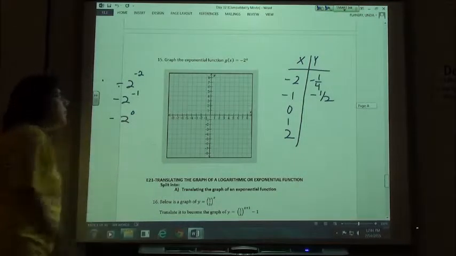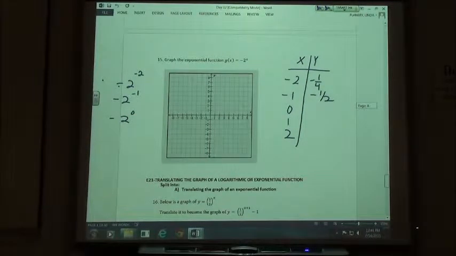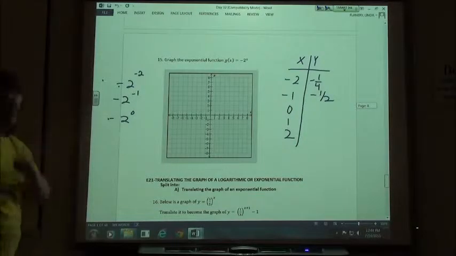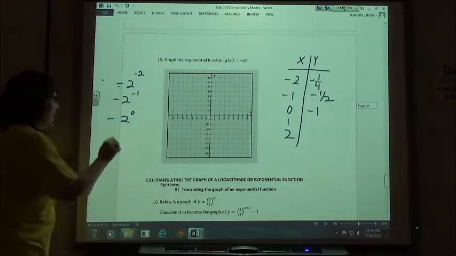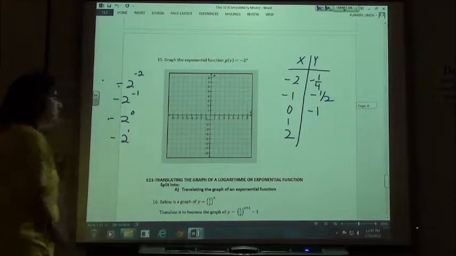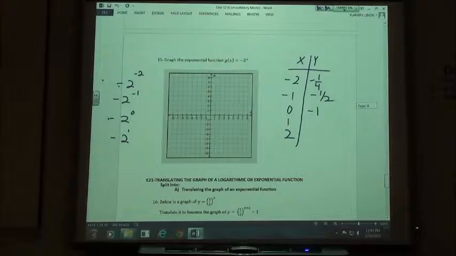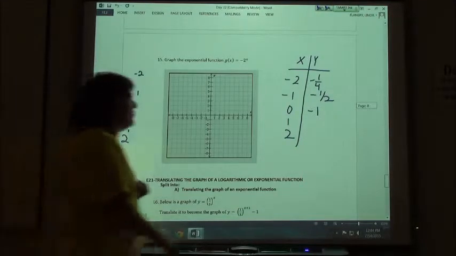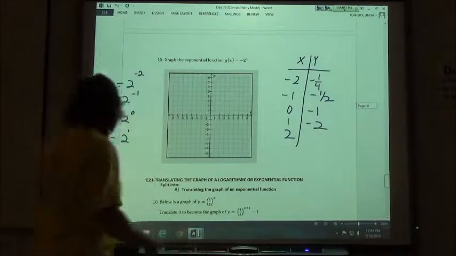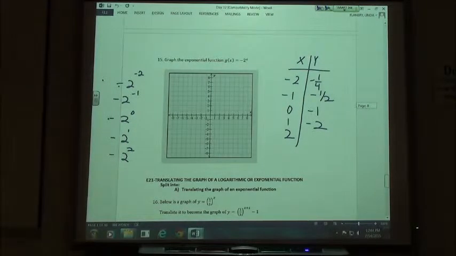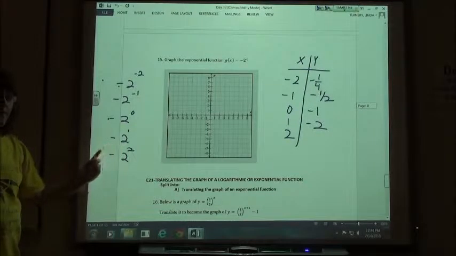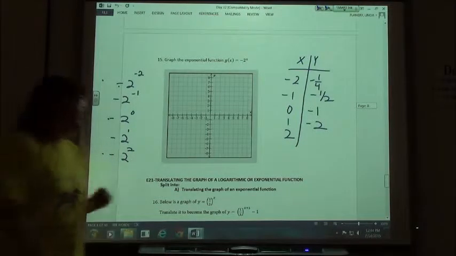-2 to the 0 power would be, what did you get? 1. -1. So we got that negative in front. -2 to the first power is going to be -2. -2 to the second power will give me 4. This is 4, then I got to apply the negative to it. So -4.